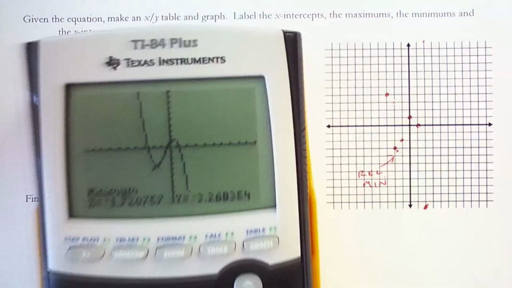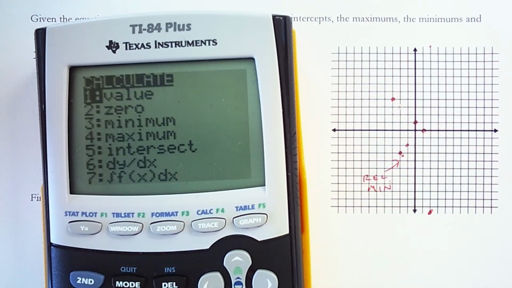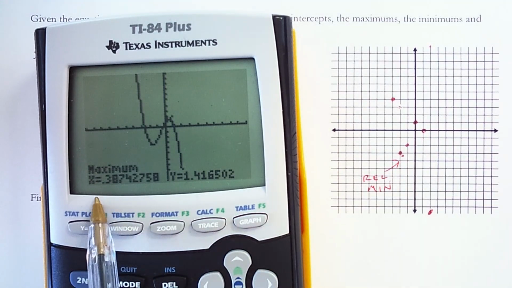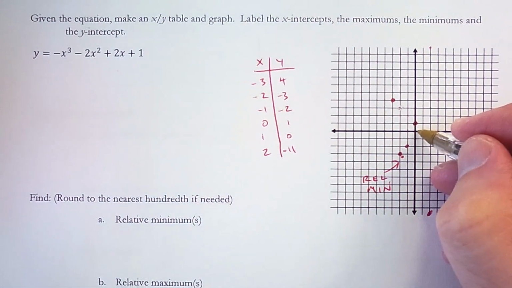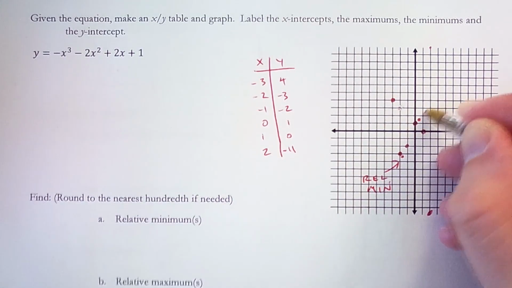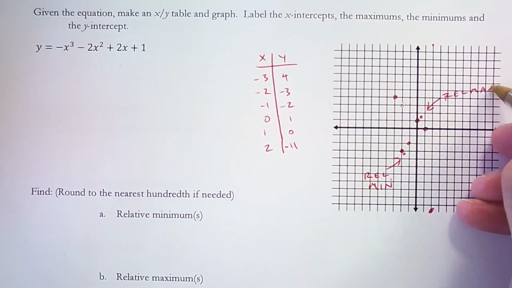Okay, now let's find the coordinates of the maximum right here. So calculate option 4, a maximum. And I'm going to start with the cursor a little left of that maximum, then move it a little bit right of that maximum, and press enter again, and then one more enter, and the maximum is 0.39, 1.42. So 0.39, somewhere around here, 1.42, somewhere around here. That is a relative maximum.